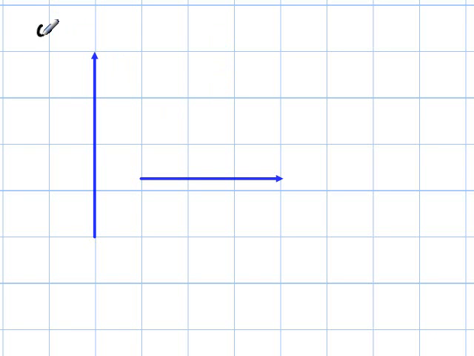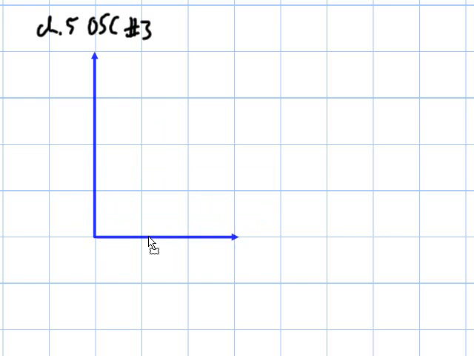Chapter 5, one step calculation number 3 says calculate the resultant of a horizontal vector with a magnitude of 4 units and a vertical vector with a magnitude of 3 units, which means that what I just said about the quick way, that's not going to apply here because they're of different lengths. Okay, so here I have 4 units, here I have 3 units, and I put them tip to tail.